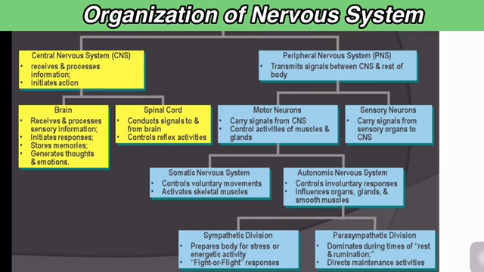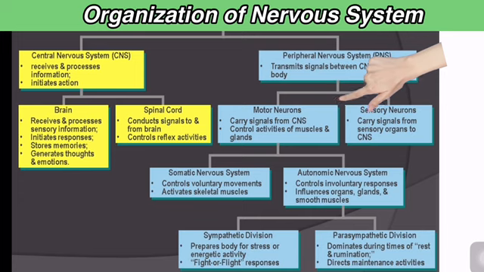Alright, so this chart only shows you an overview of the nervous system, whereby the nervous system consists of central nervous system, also called CNS, and peripheral nervous system, also called PNS. Central nervous system consists of brain and spinal cord, while peripheral nervous system consists of motor neurons and sensory neurons.